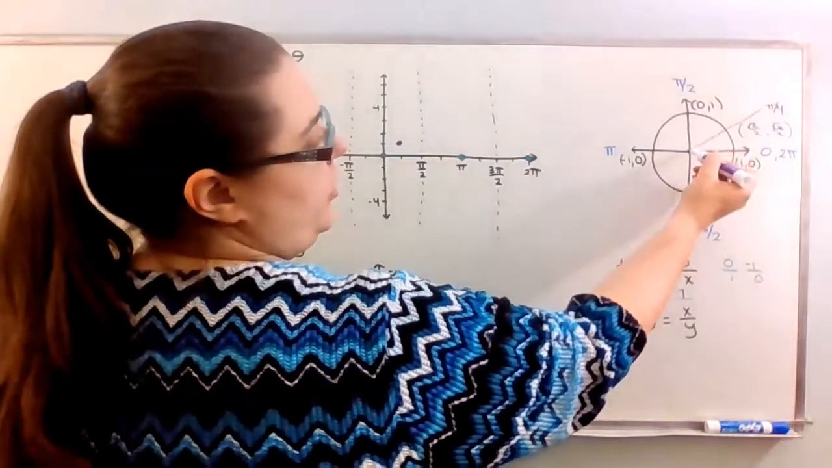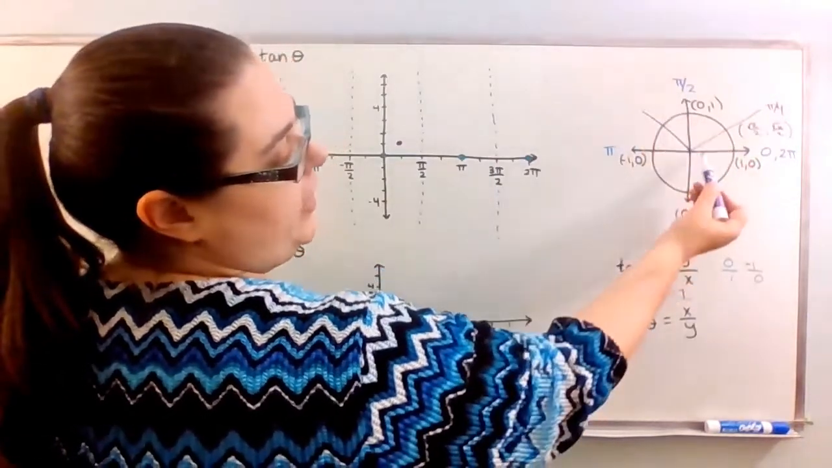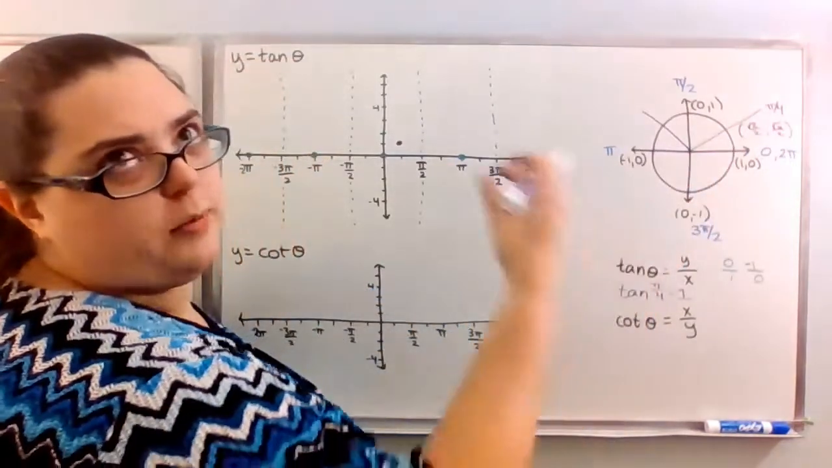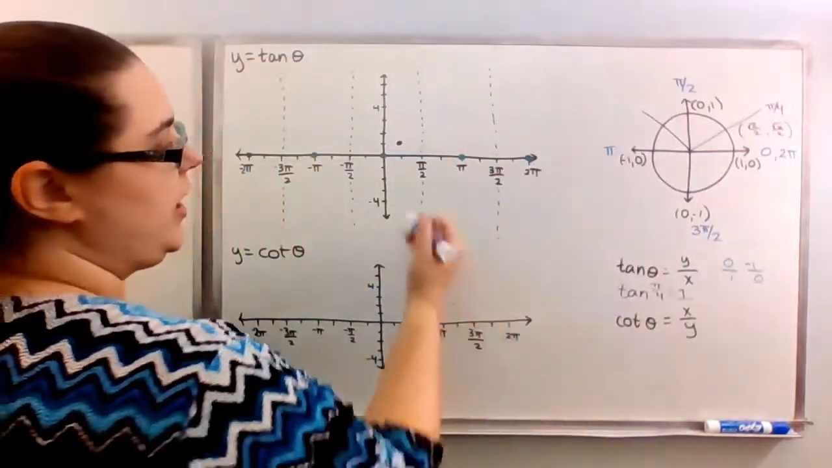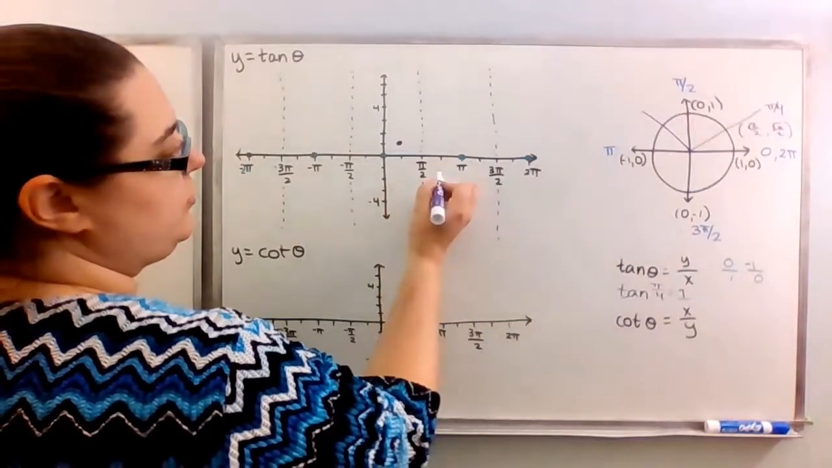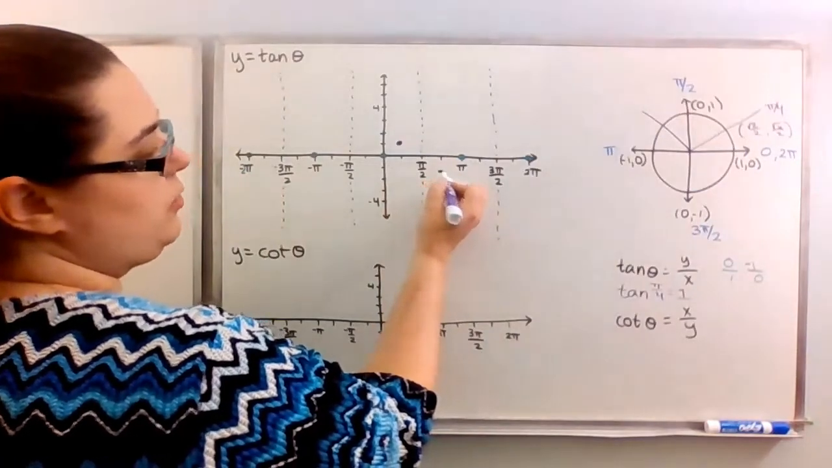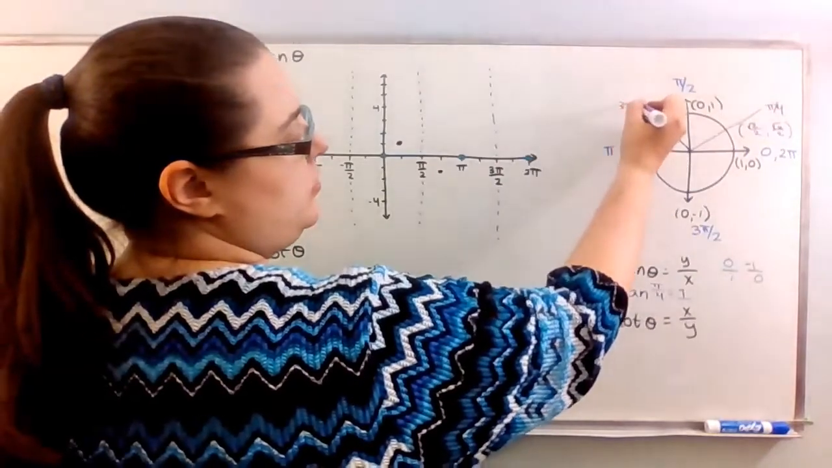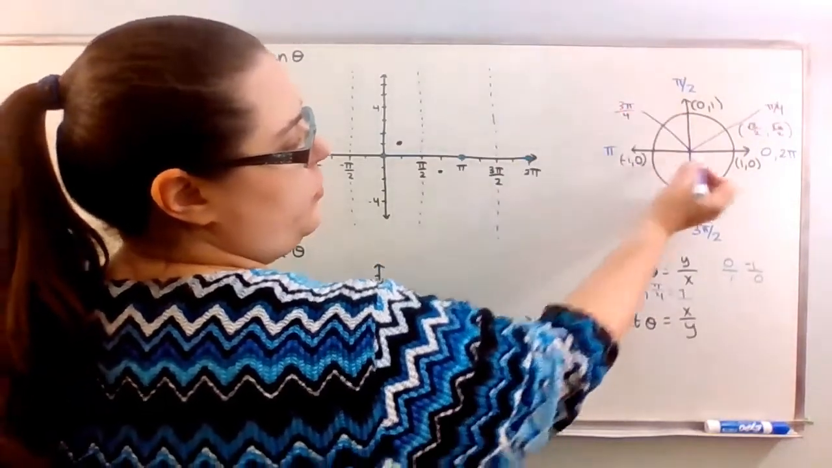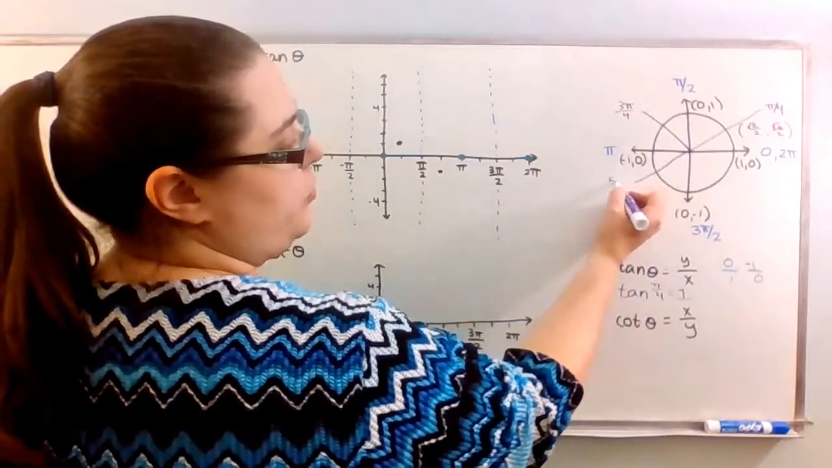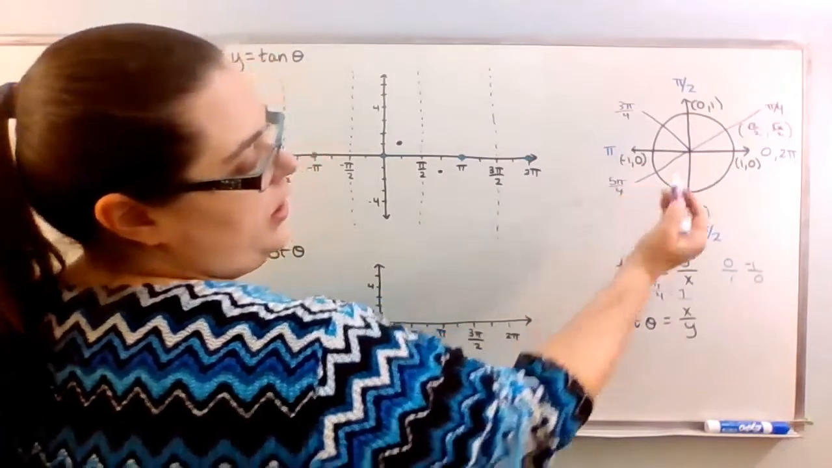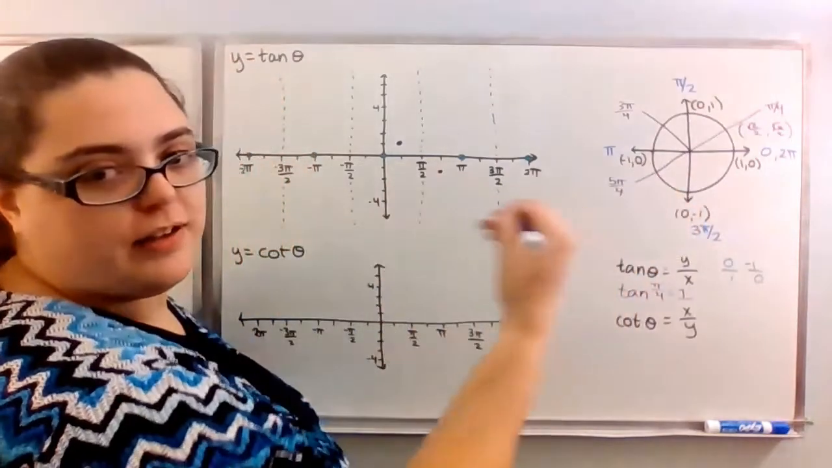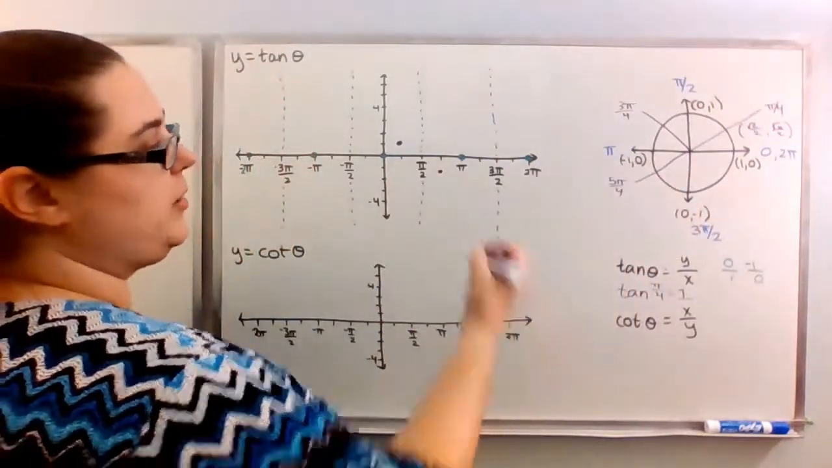If I go over here, I have a negative x and a positive y. So I'm going to get a positive over a negative, and that's going to correspond to a negative 1 here at 3 pi over 4. With this one, at 5 pi over 4, I now have a negative x and a negative y. So I have a negative over a negative, which is going to give me a positive 1.